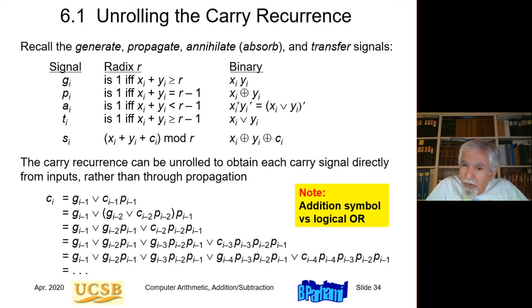And if we distribute the expression by removing the parentheses, you get Gi-1 or Gi-2 Pi-1 or Ci-2 Pi-2 Pi-1. And we can continue this unrolling as far as we want. So the last line that you see here, Ci is expressed in terms of Ci-4.